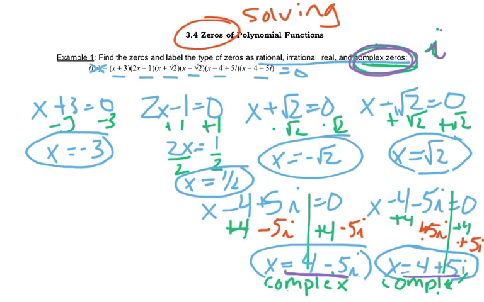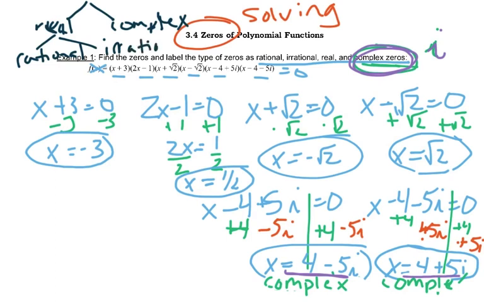If a zero is complex, it is not real. When we're breaking things down into types of numbers, we have real as one category and complex as another category. Okay, but real numbers can be broken down into different categories as well. They can be broken down into rational and irrational. Okay, so everything that's not complex is real. So that means this one's real, this one's real, this one's real, and this one's real.